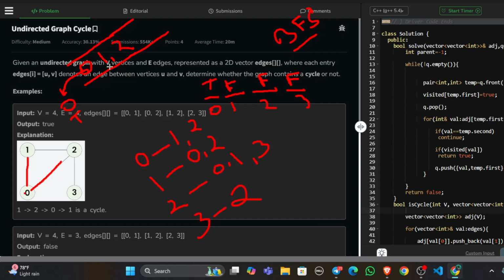Now, in the next step, we pop one and mark it as true. Then we push all its neighbors, so we simply push zero and two again.